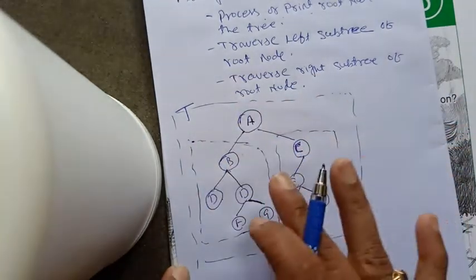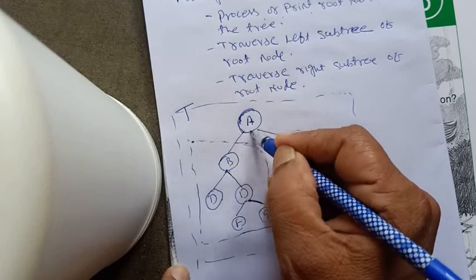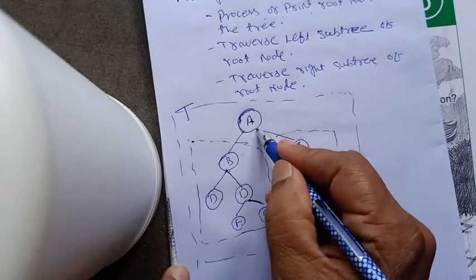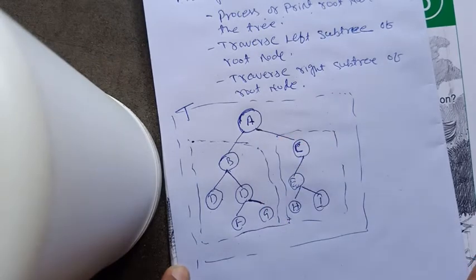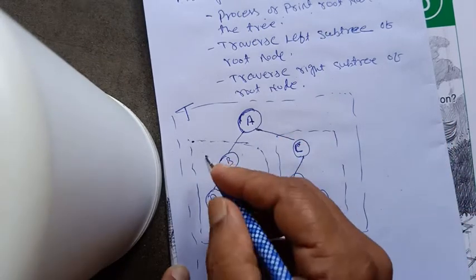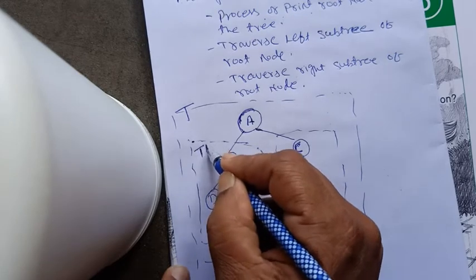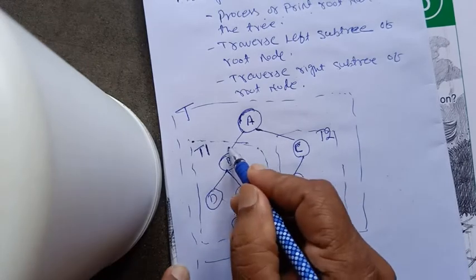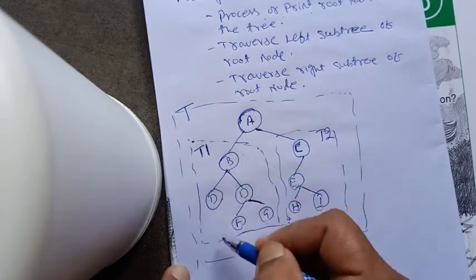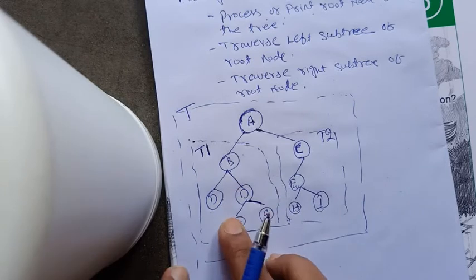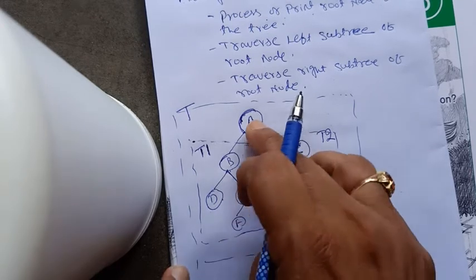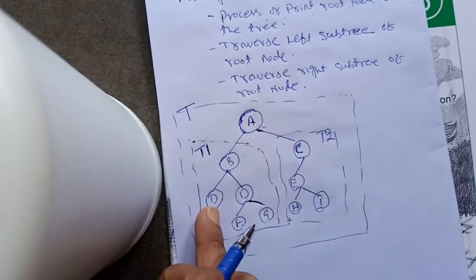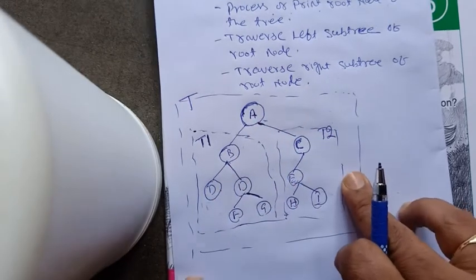Out of this entire tree, A is called the root node of the tree. Once the root node is identified, then we can identify 2 parts. One is called the left subtree T1, the second one is called the right subtree T2. See, this entire collection of nodes is also a tree, but they are subtrees of A, and this is a subtree of A. So this is called the left subtree and T2 is called the right subtree.